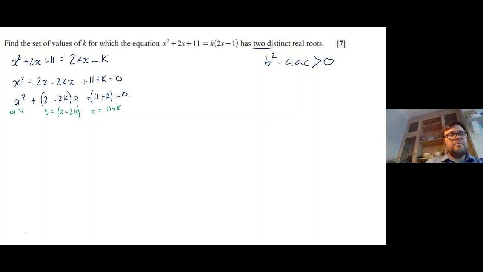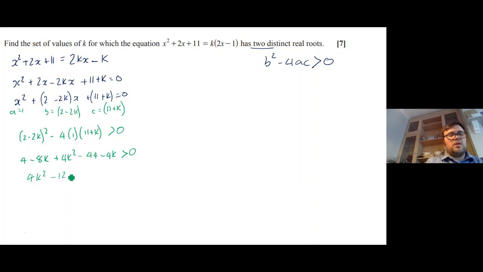Perfect. b squared: 2 minus 2k all squared, minus 4 times 1 times 11 plus k, and that is greater than 0. Square these, so it is 4, twice the product, so it's going to be minus 8k, plus 4k squared. And this one is minus 4 times 11 is 44, minus 4 times k is minus 4k, greater than 0.